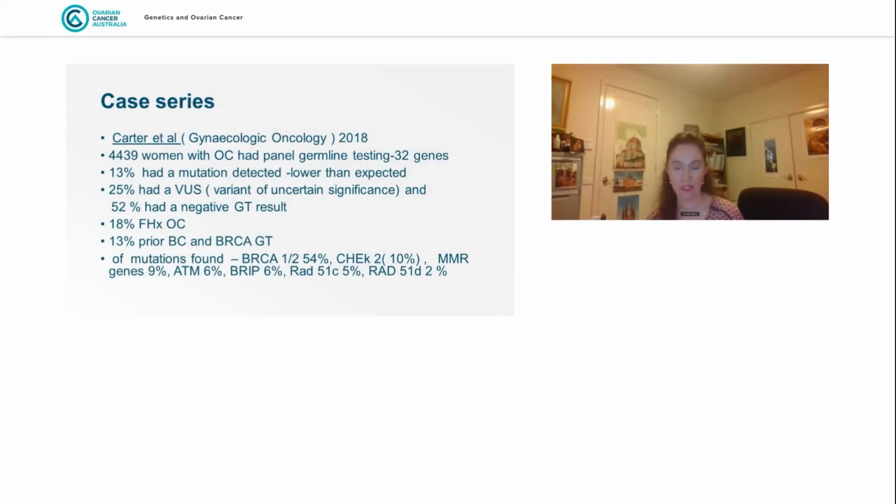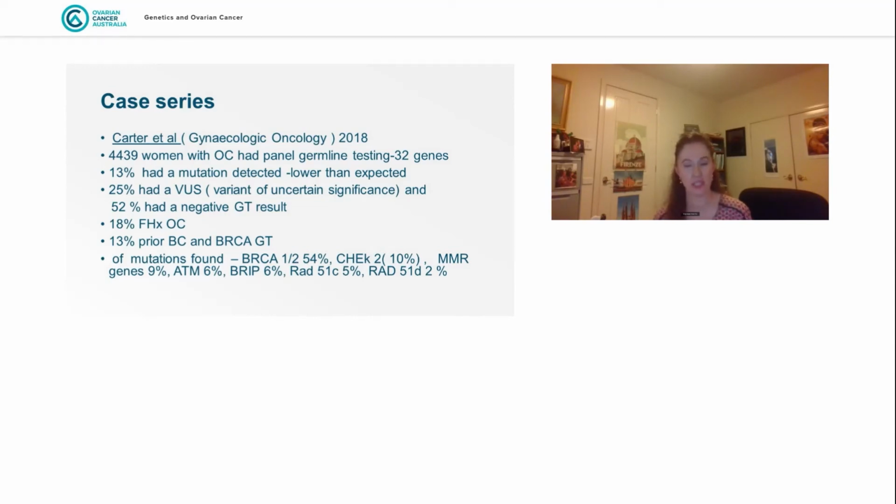that reported over 4,000 women who had a germline test, and they were tested for 32 genes. And this is just an example where 13% of the group had a disease-causing variant or pathogenic mutation detected, and that was a bit low. They were perhaps thinking more, might have been 16 or 20%. 25% had one of these variants of uncertain significance, and these generally need to be followed up.